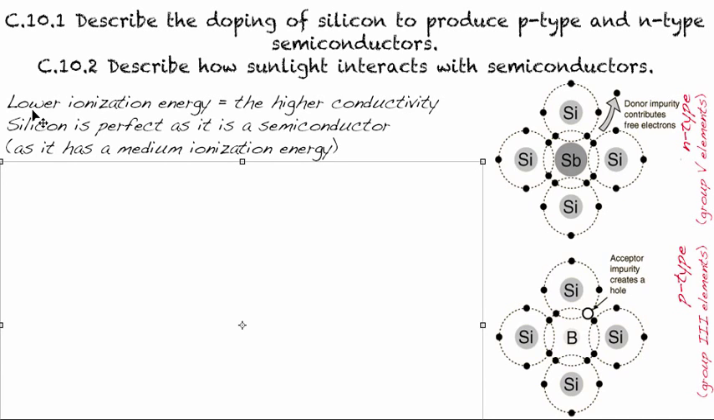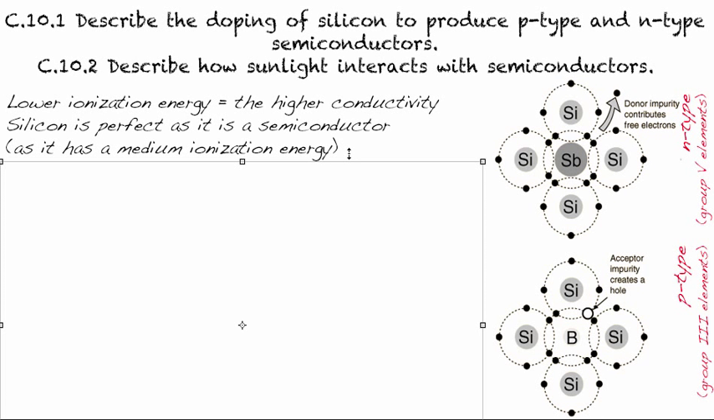So the first thing we're going to talk about is this selection of silicon. And basically, what we should realize is that the lower the ionization energy of something, in other words, the less tightly it holds onto its electrons, the higher the conductivity. And as we know, electricity really is usually around the flow of electrons, not always, but quite often. And silicon is perfect as it is a semiconductor, so it has a medium ionization energy. So it doesn't hold too tightly, but it's not exactly a metal, which is really conductive either.